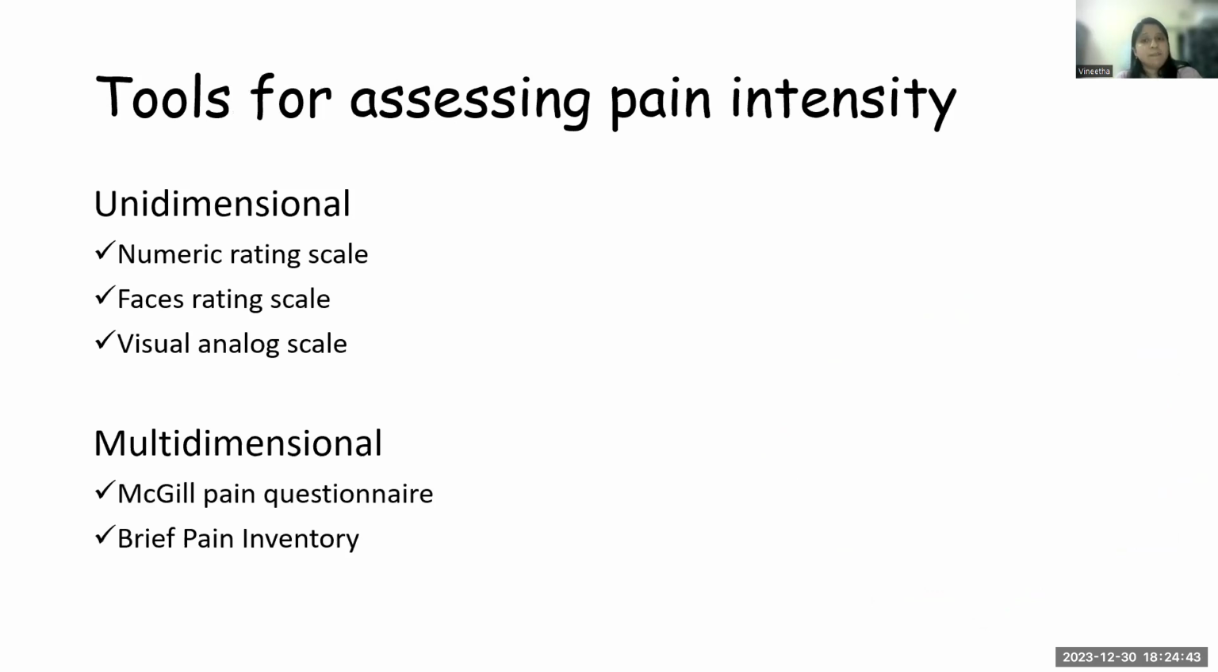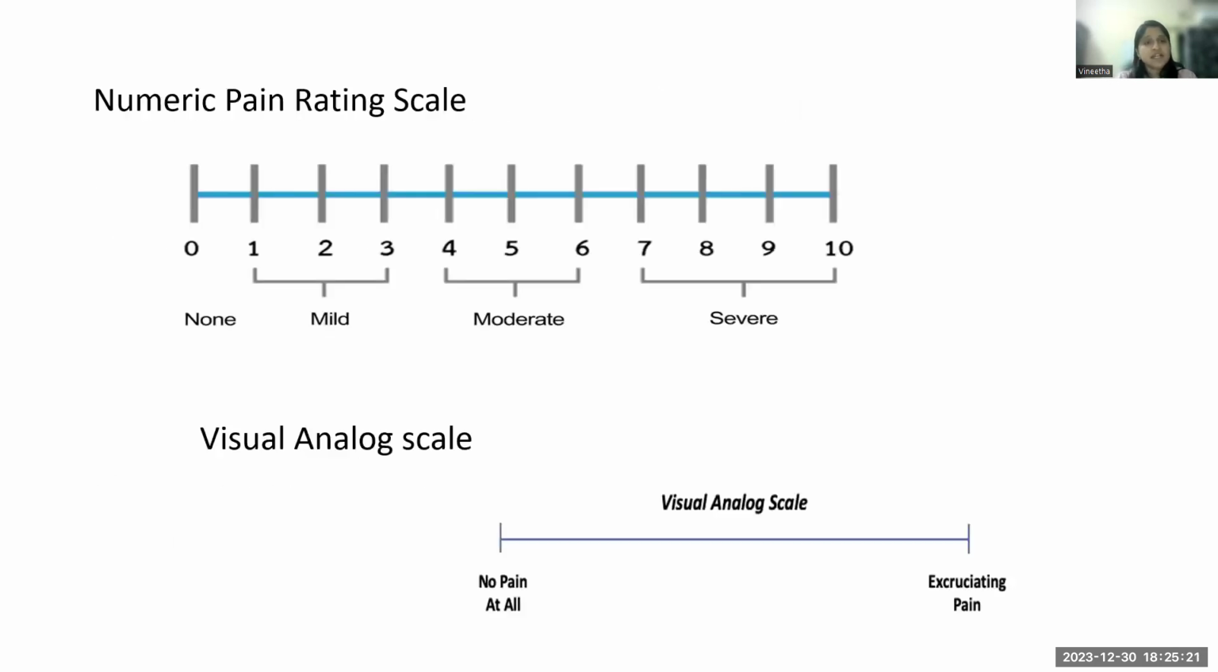Then the tools for assessing pain intensity. We have unidimensional tools like the NRS, visual analog scale, and Faces scale, where we just measure the physical pain intensity. We also have multidimensional pain scales like McGill's and the Brief Pain Inventory, where we also assess how much it is affecting the patient's daily course, the cognitive component, the affective component, the emotional component. When we are assessing these dimensions also, we can use these multidimensional scales. These are examples of unidimensional scales, like NRS and visual analog scale.